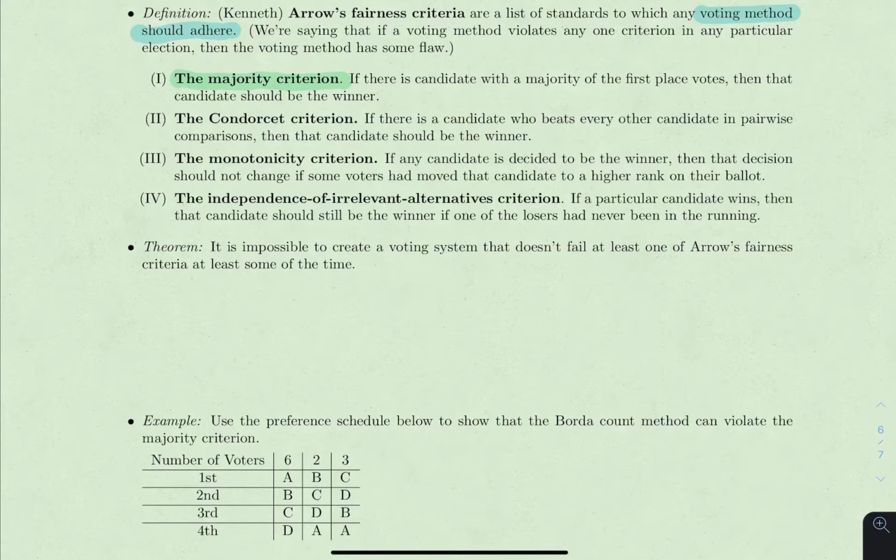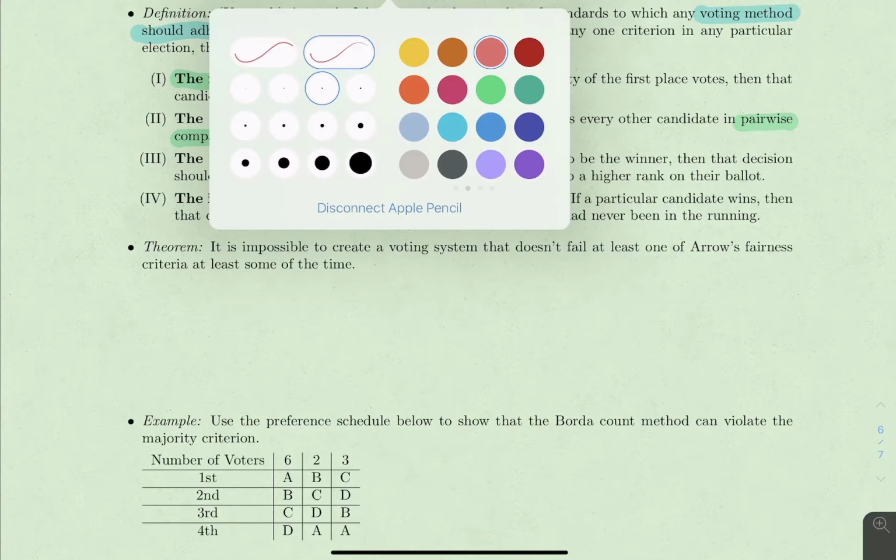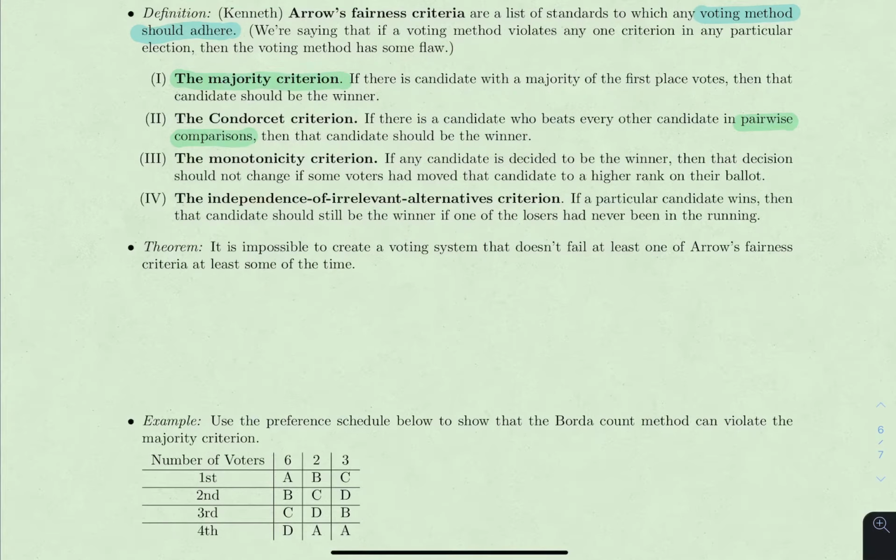The Condorcet criterion refers to if you run the pairwise comparison method, and there is a candidate that always wins, then that candidate should be the winner of the whole election. It's not always the case that there is a Condorcet candidate, but if there is a candidate who beats every other candidate in the pairwise elections, then that candidate should be the winner.